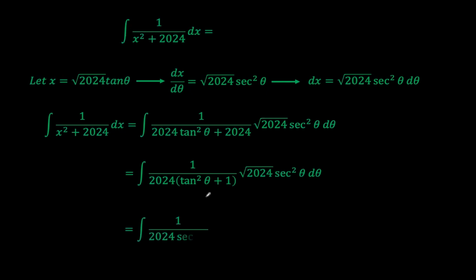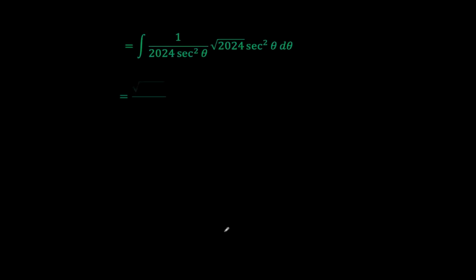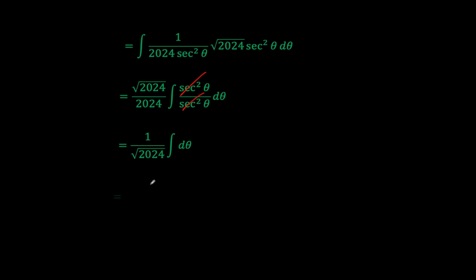And so pulling out, tan squared theta plus 1 is the same as sec squared theta. And then we can pull the constants out. So we have the square root of 2024 over 2024 times the integral of sec squared theta over sec squared theta. And so the sec squared theta obviously would cancel with one another. And so the division of square root of 2024 by 2024 is the same as 1 over square root of 2024, and the integral of 1. So this becomes 1 over square root of 2024 theta plus the integration constant.